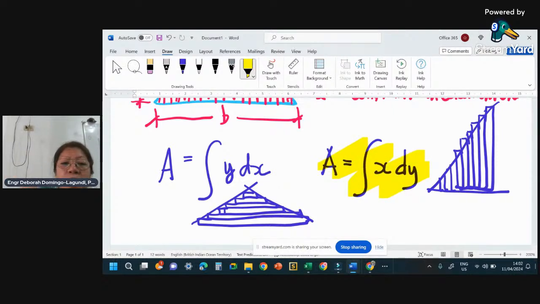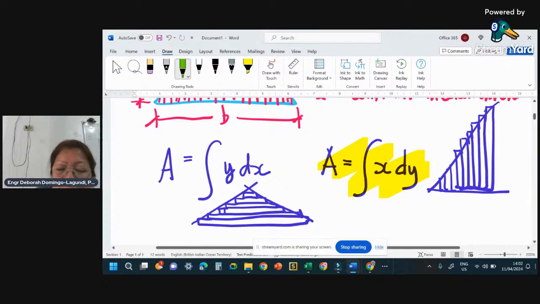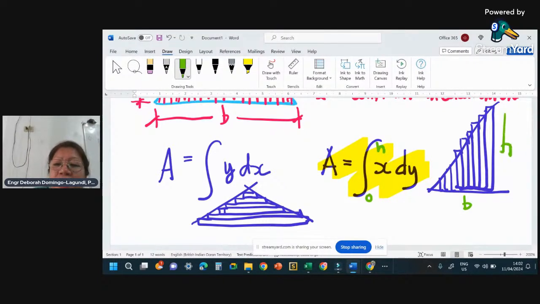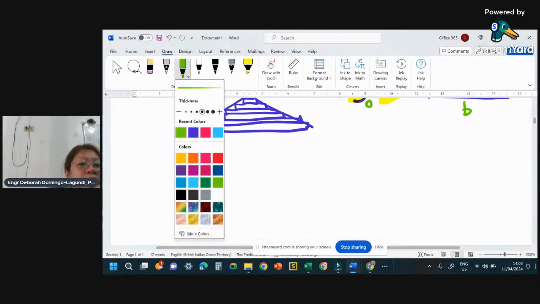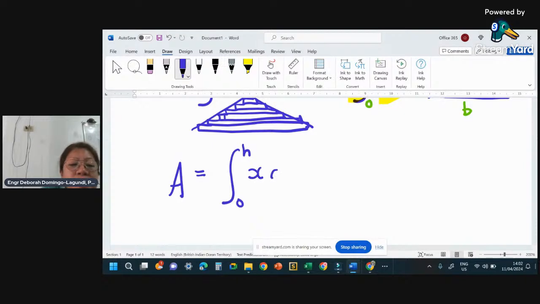Okay? So, because dy here is variable, we're going to make our definite integral from 0 to h. Because y is our variable, this is our b, and this is our h. Let's write it again. A is equal to the integral from 0 to h of x dy.